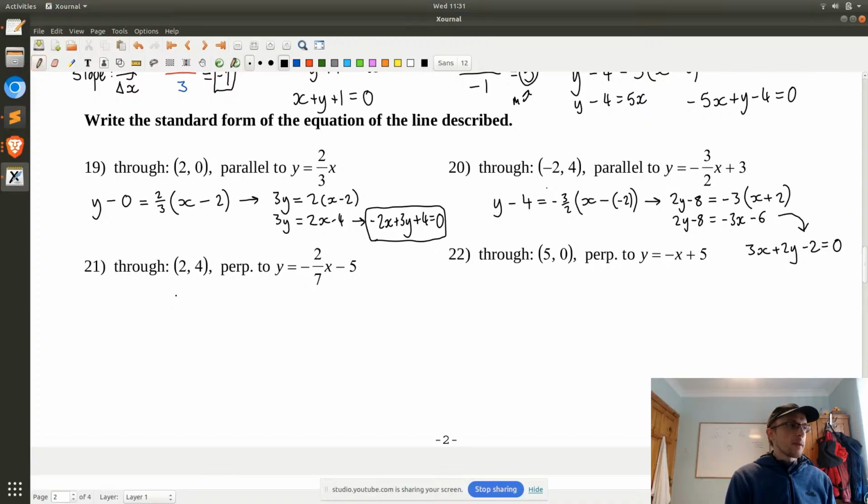Okay, so we have this information here. We have a line that passes through (2, 4), and it's perpendicular to this. What does that mean? That means it's at a right angle to it. The two lines meet at a perfect right angle.